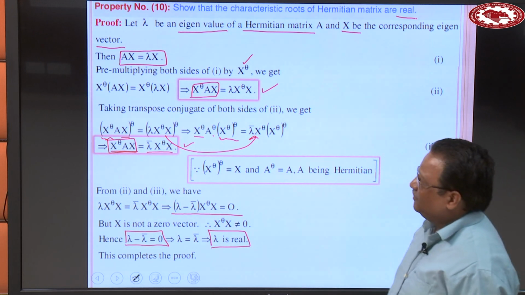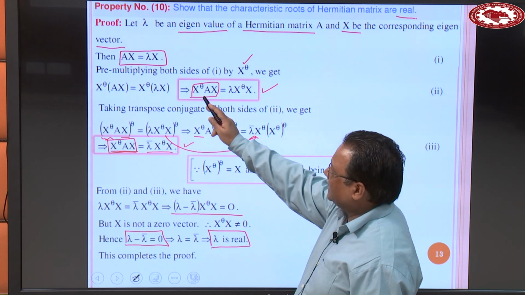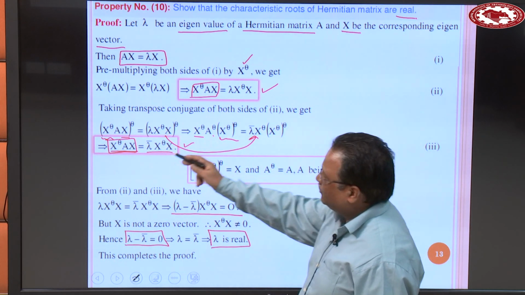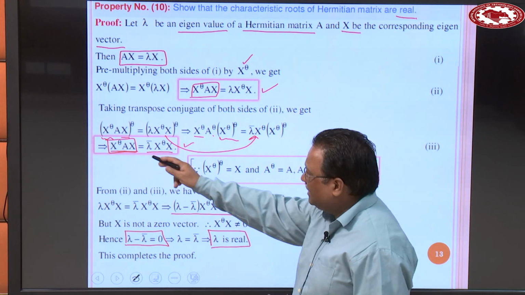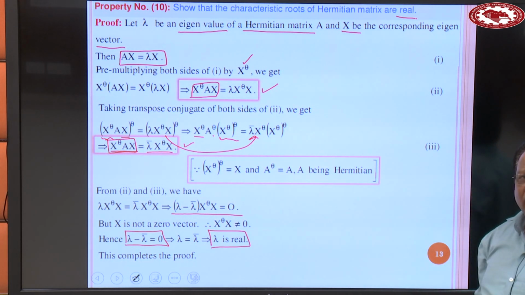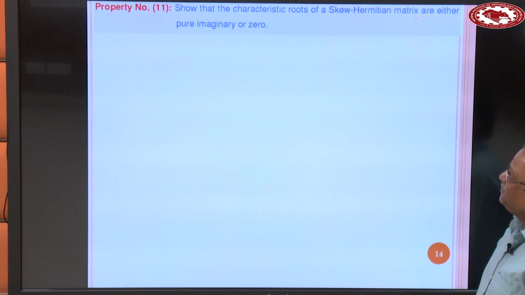Okay, so Ax is equal to lambda x. Pre-multiplying both sides by x theta, we get x theta A x is equal to this result. Taking the transposed conjugate, you will get the same result on the left hand side, but the right hand side is slightly different. Comparing the right hand side of these two results, you will get lambda is real.